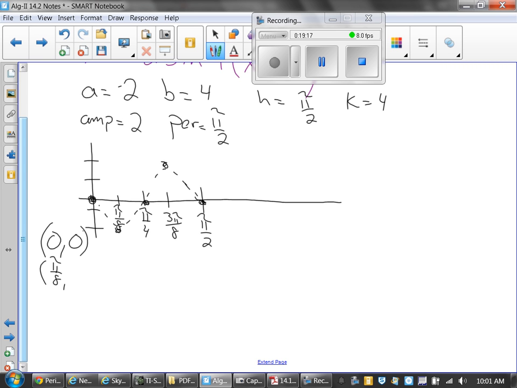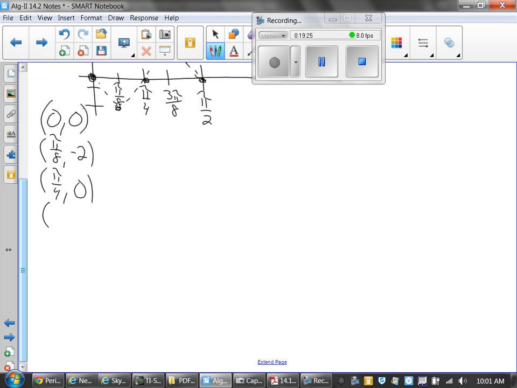Pi over 8, -2. Pi over 4, 0. 8. To these problems, I know I have to move everything to the right pi over 2, and up 4. So the easiest one to do first: what's pi over 2 and pi over 2? Pi. What's 0 plus 4? So I know this one's going to be at pi and 4. I also know that this one is going to be at pi over 2 and 4.